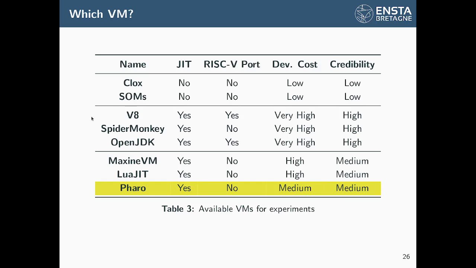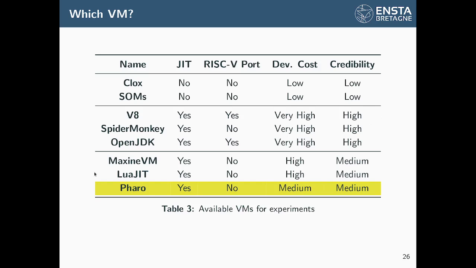The next three I put are the exact opposite in the spectrum. You'd have a JIT. Some of them have a RISC-V port, but the development cost to add something to it, and to first understand it, is very high, as I showed for V8 with the number of commits it has. But the credibility would be high because every computer has V8 on it somewhere, unless you really don't have Chrome on your computer. The credibility would be really high.